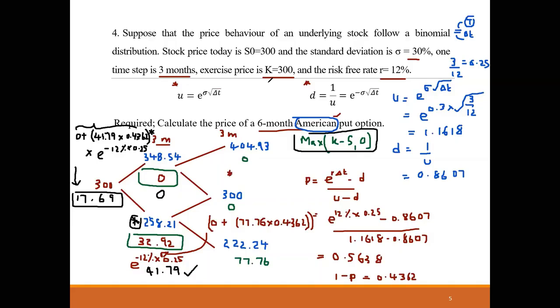So look at question number 5. If you are done with this, move on to question number 5. Question number 5 is based on the Black-Scholes model.